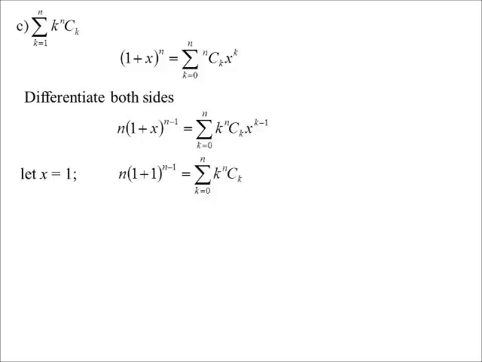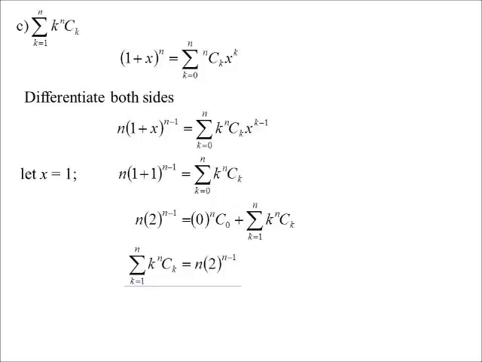Our sum is k equals 0 to n. So I can break that up. And actually, that term we're getting rid of is going to be 0 anyway, because it's k times. Well, if that term k is 0, it's not actually there. So left-hand side, we had n times 2 to the power of n minus 1. There's our answer.